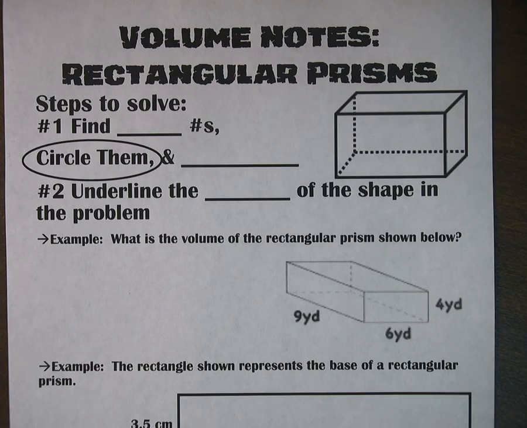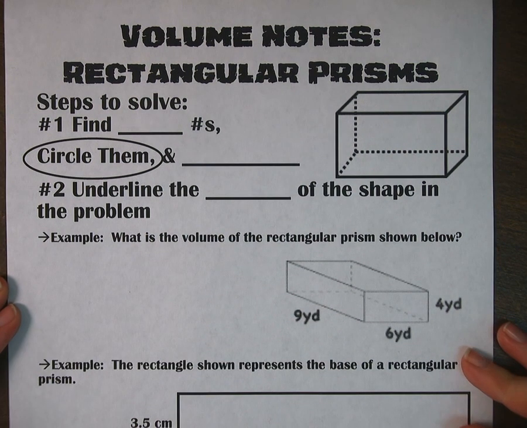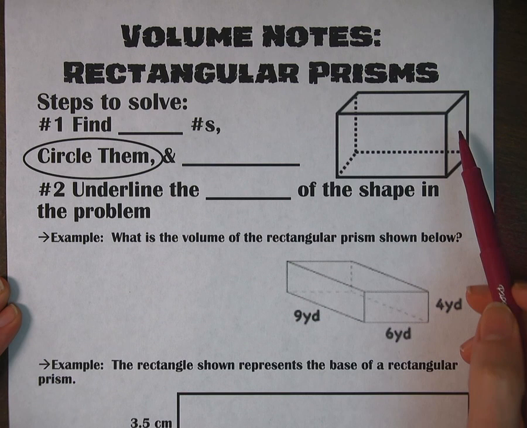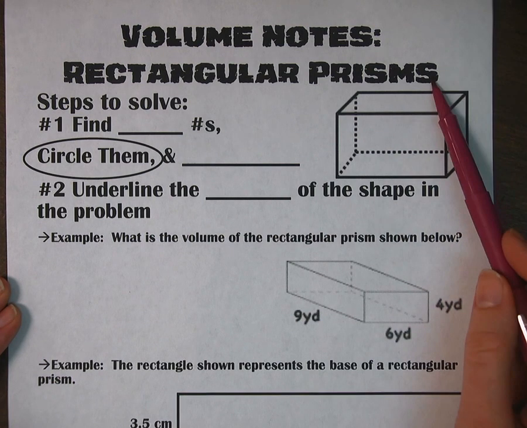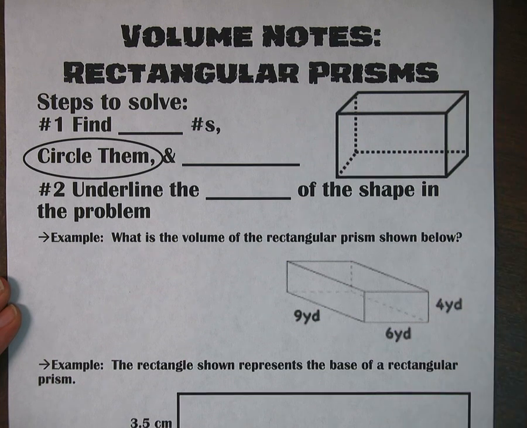We're going to look at volume. We have recently learned area. Now we're moving on to volume. The big thing to know about volume is we have to have a three-dimensional shape. And in 6th grade, we are only going to work with rectangular prisms.